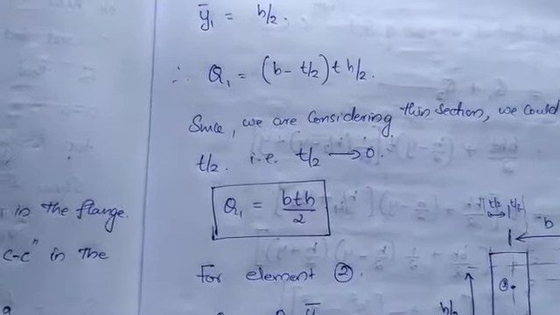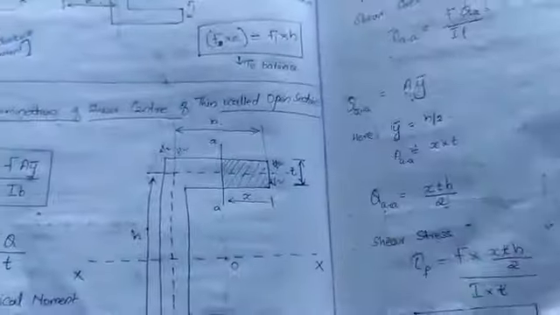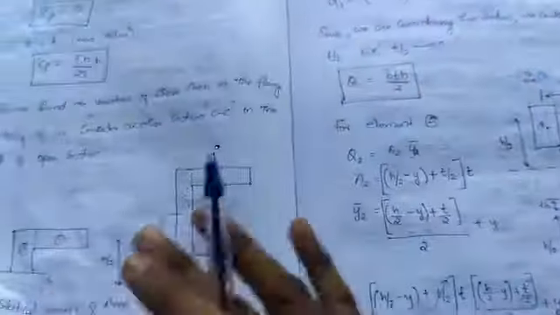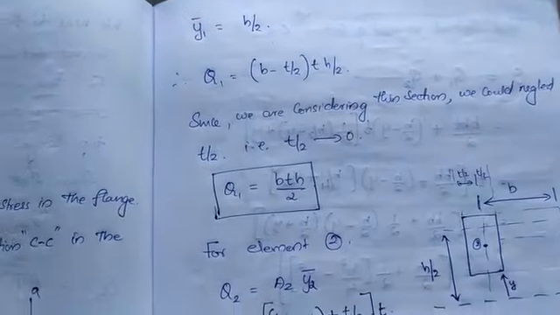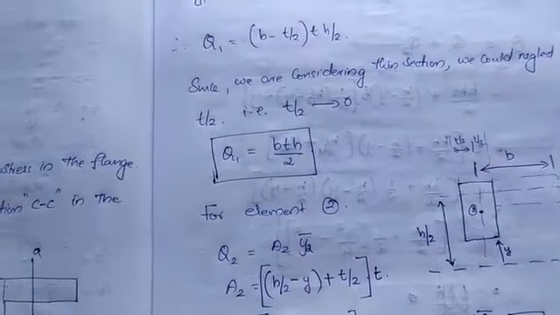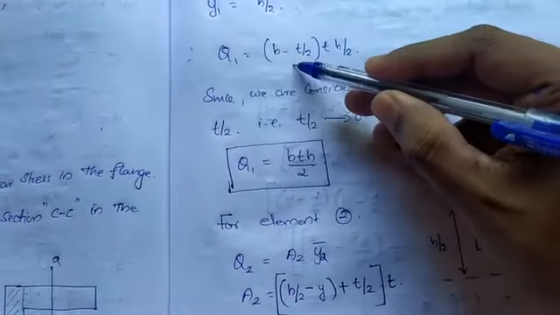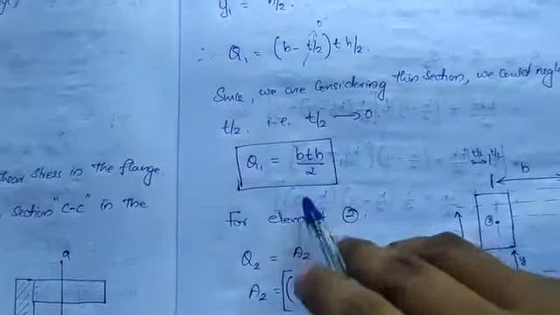Since we are considering a thin section, from the heading itself, we are considering a thin walled open section, we will neglect t by 2 as 0. That t by 2 again becomes very thin, right? So that can be cancelled. So this gets cancelled, but b t h by 2.